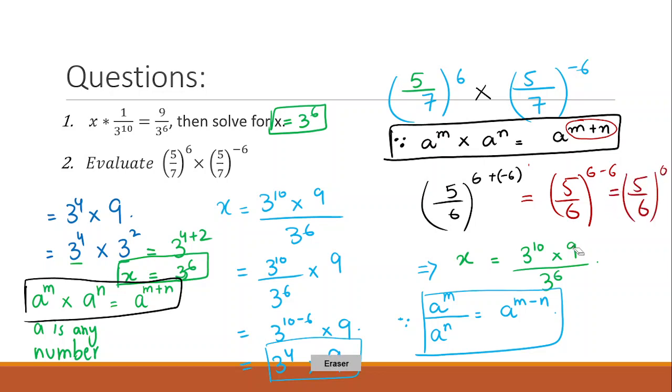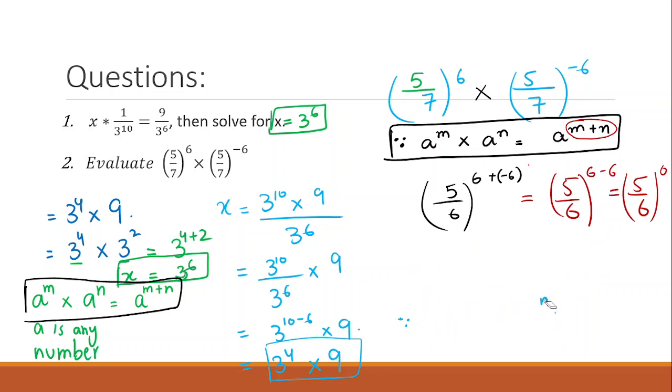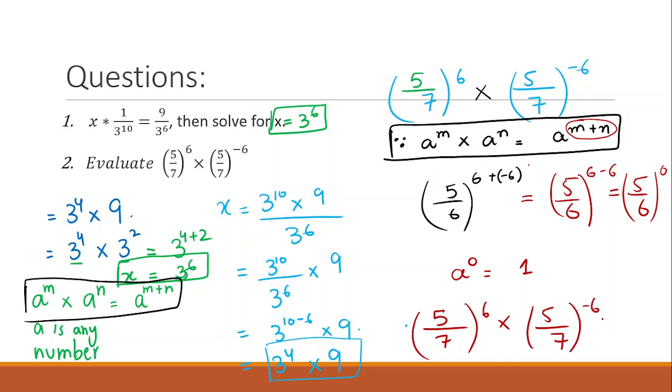So anything to the power 0 is what? This is also a law: a to the power 0 is 1. Anything to the power 0 equals 1. Any number to the power 0 is equal to 1. It means 5 over 7 to the power 0 is 1. So the answer for 5 over 7 to the power 6 multiplied by 5 over 7 to the power minus 6 equals 1. So this is your answer.